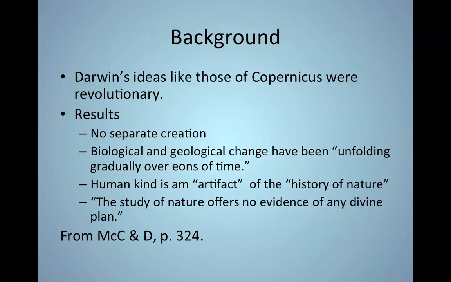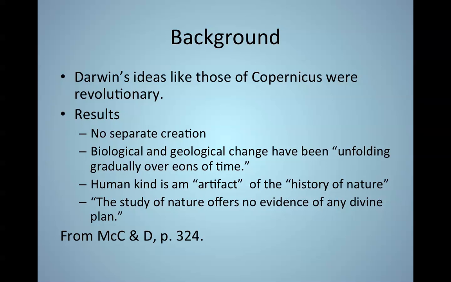So once we get his theory there, we have this understanding of no separate creation. Biological and geological change have been unfolding gradually over eons of time. So there's no one, boom, separate creation, right? It's sort of a continuum. Biological and geological change have been going on and unfolding gradually over eons of time. Humankind is an artifact of the history of nature. The study of nature offers no evidence of any divine plan.